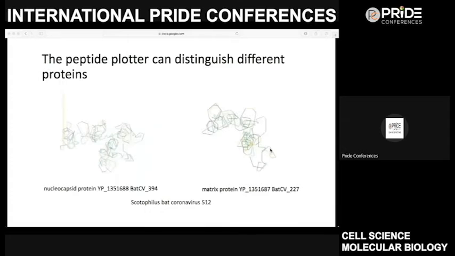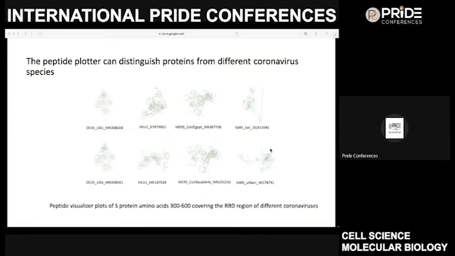The peptide visualizer displays different shapes for different proteins. An example is displayed in the current slide. We can see the nucleocapsid protein and matrix protein of the bat coronavirus, and we can see that they have different shapes. Peptide plotters can distinguish proteins from different coronavirus species.